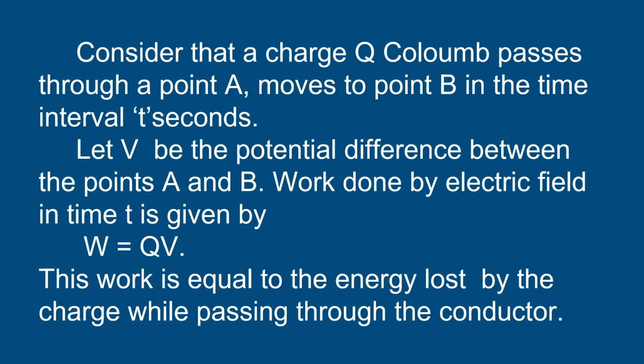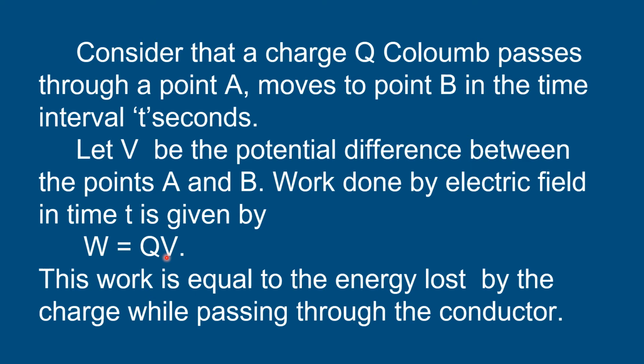Now let's try to understand how the amount of heat released in a circuit can be measured. Consider that a charge Q coulombs passes through a point A and moves to a point B in a time interval t seconds. Then let V be the potential difference between these 2 points. Then the work done by the electric field in time t is given by W equals Q times V.